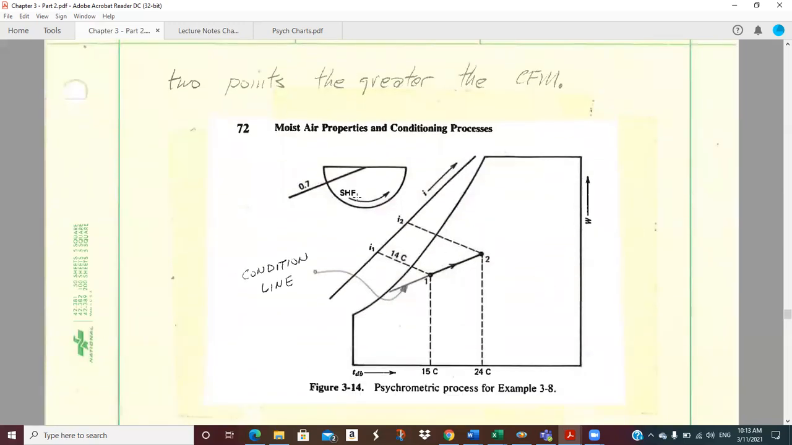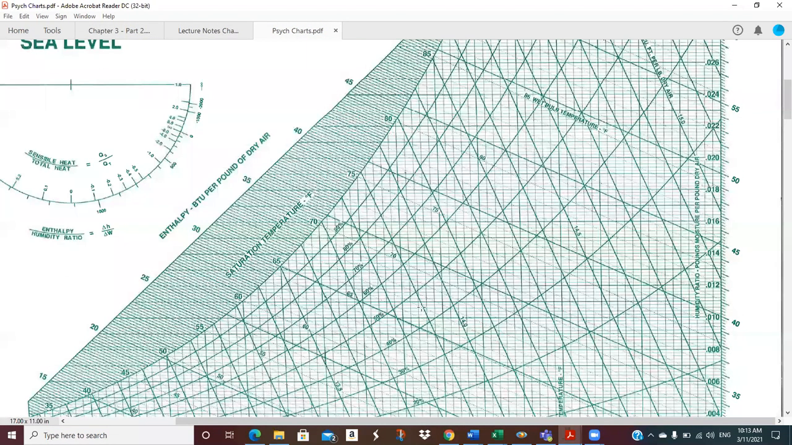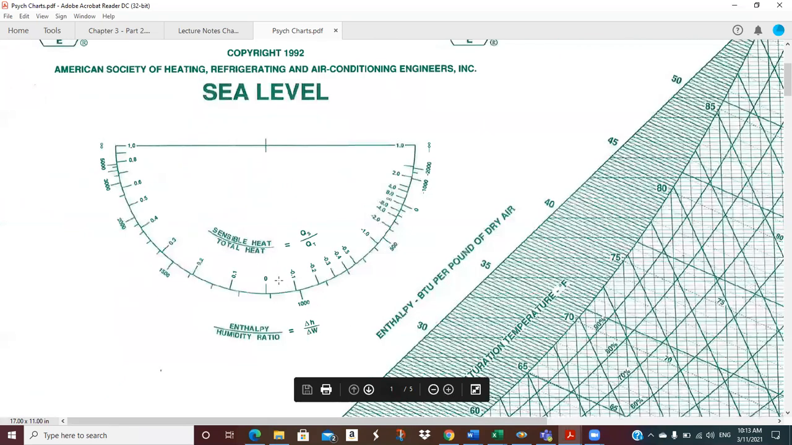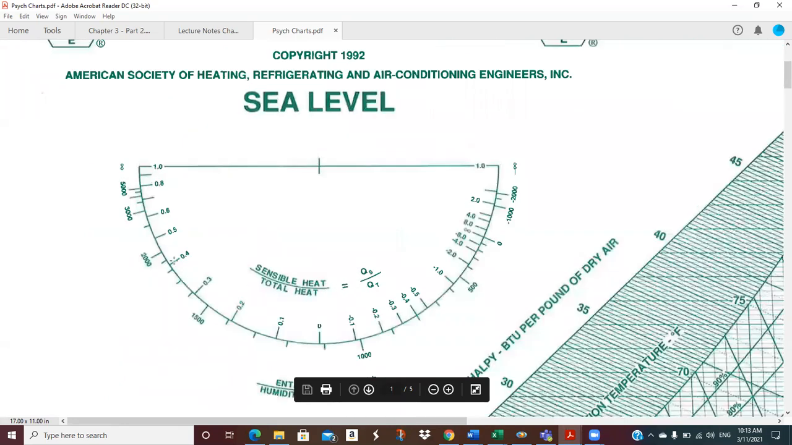Then I come over to the protractor. If you remember, let's go back to the protractor. The inside scale is sensible heat factor or ratio. Make it bigger. There you go. So there's sensible heat divided by total heat. I come over to this side and you see there's 0.6, 0.7, 0.8. I draw a little line from this 0.7 through the center up here on the top line, and I take that slope. That's the slope of my condition line.